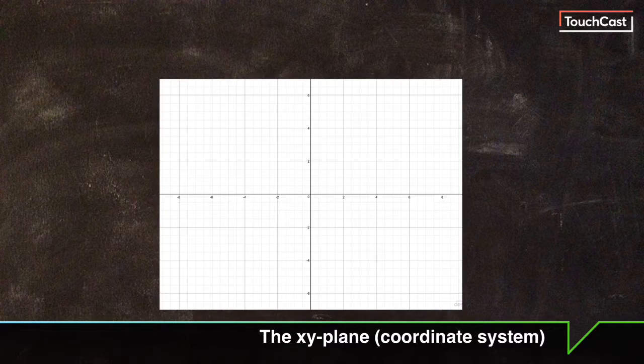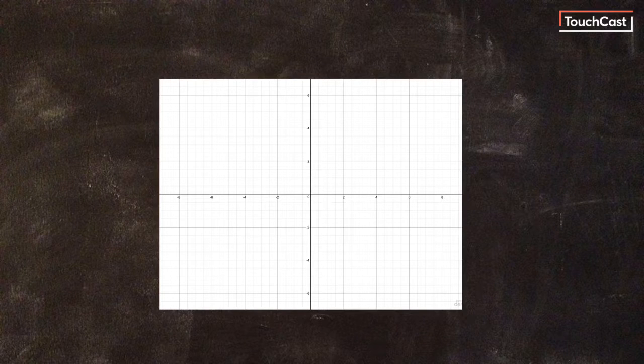The coordinate system, or the XY plane, is pretty simple to understand. Up here I have a graph, and you can see this whole graph is the XY plane, where this line here is the Y axis, and this line here is the X axis.